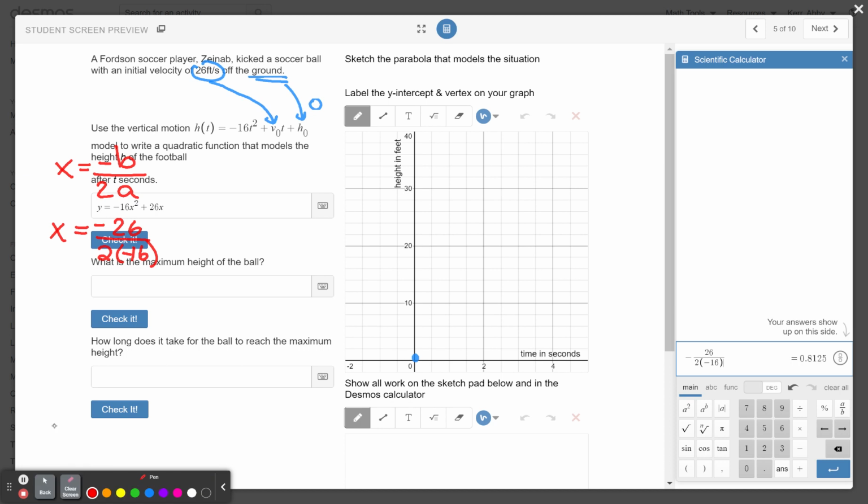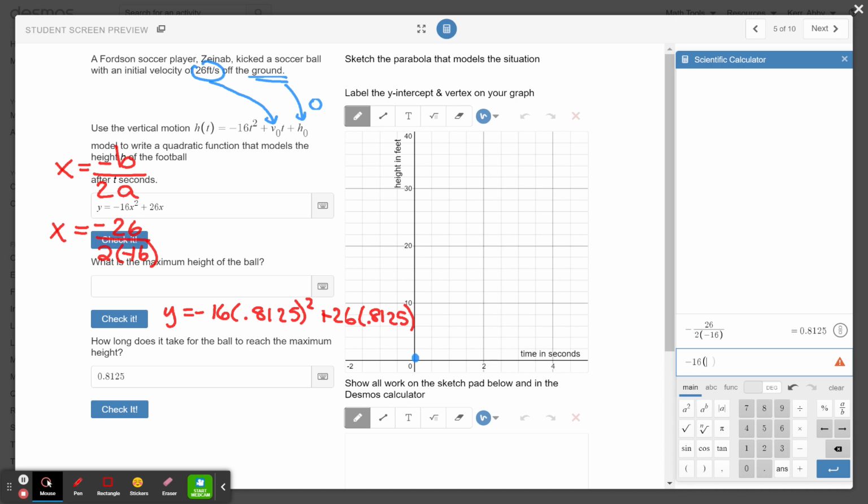So that actually gets us 0.8125 seconds. Now, to find the maximum height, you have to plug that in. So we had y equals negative 16, parentheses, 0.8125 squared, plus 26, and then the same decimal. Once again, definitely use the calculator for this. Decimals are not that fun.